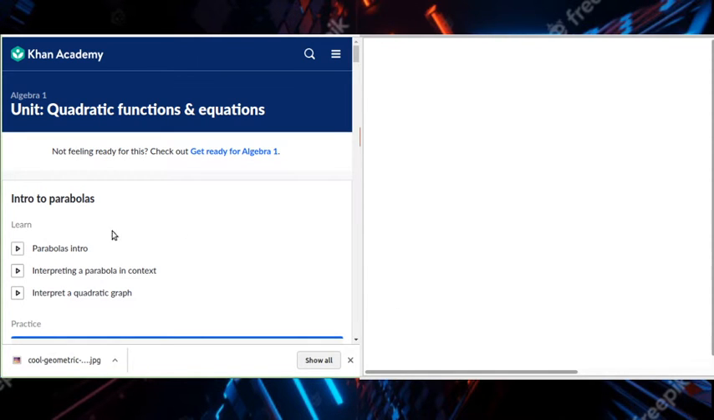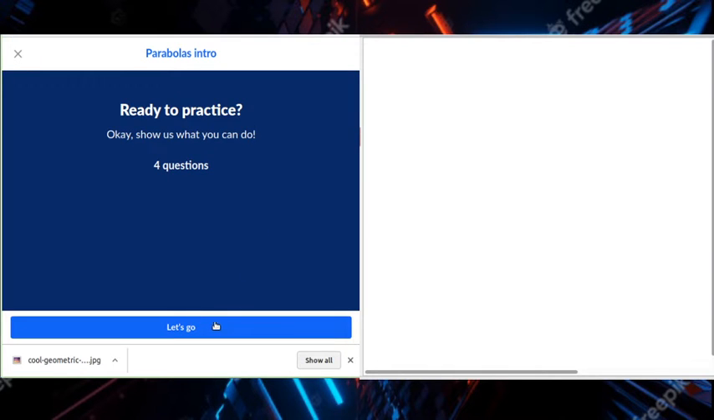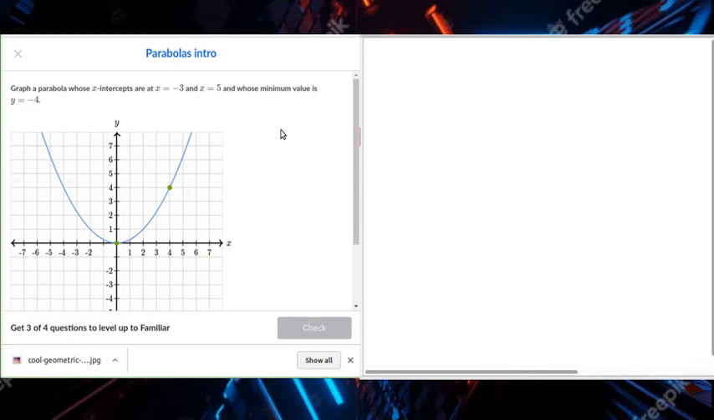Okay, so I'm going to help my students get through this Algebra 1 unit, quadratic functions and equations. We're going to start with the Parabolas intro. There are 4 questions. So, first question is graph a parabola whose x-intercepts are at these points and whose minimum value is at that point.